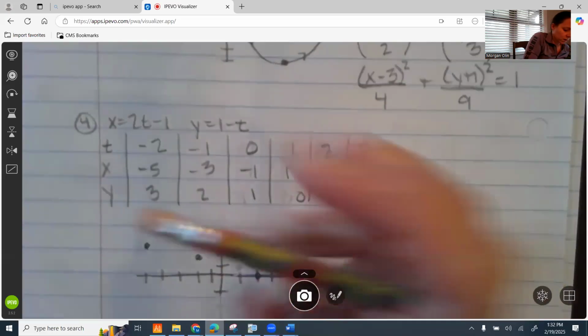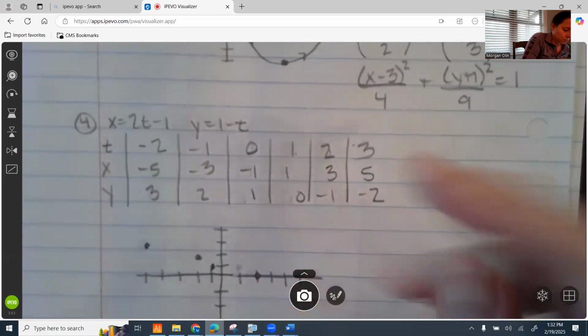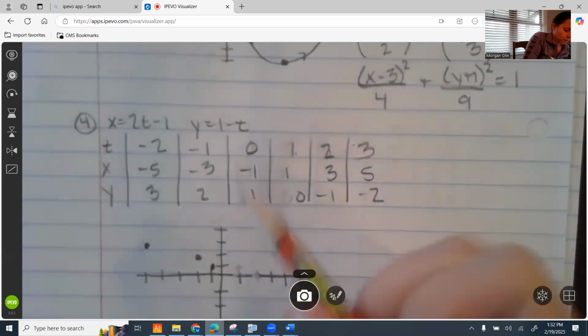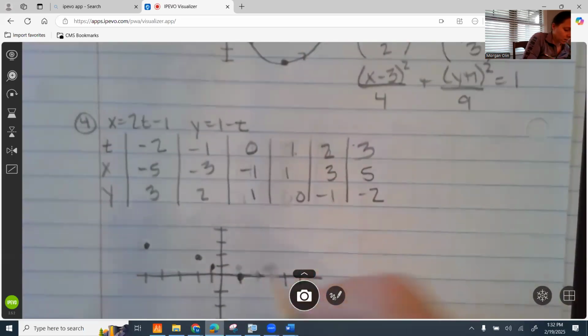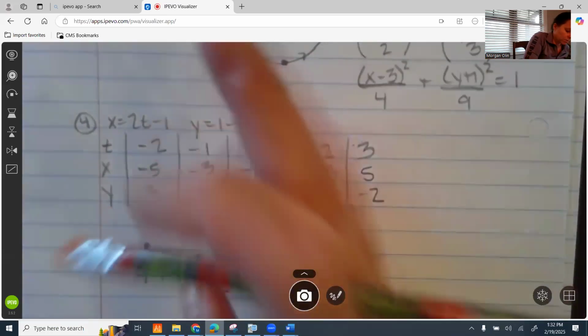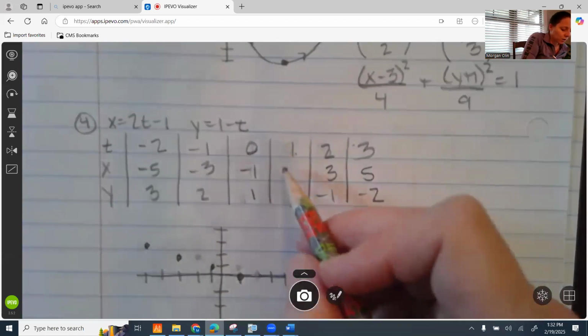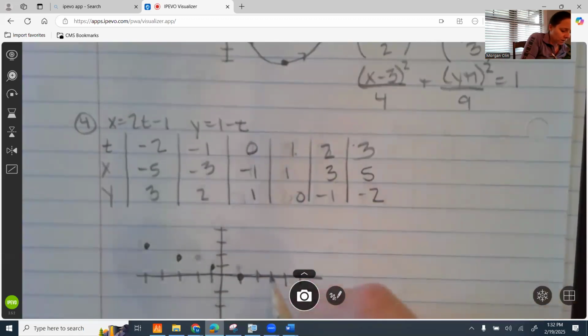Oops, and I did that wrong. -1, 1 would be right here. 1, 0 would be right here. Did I graph that one right? Nope. -3, 2. I got off a little bit. There we go. All right. 1, 0, 3, -1, and then 5, -2.